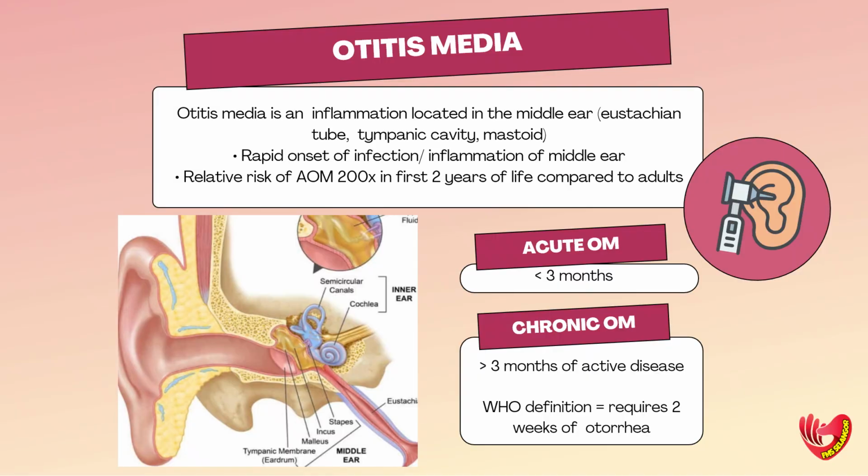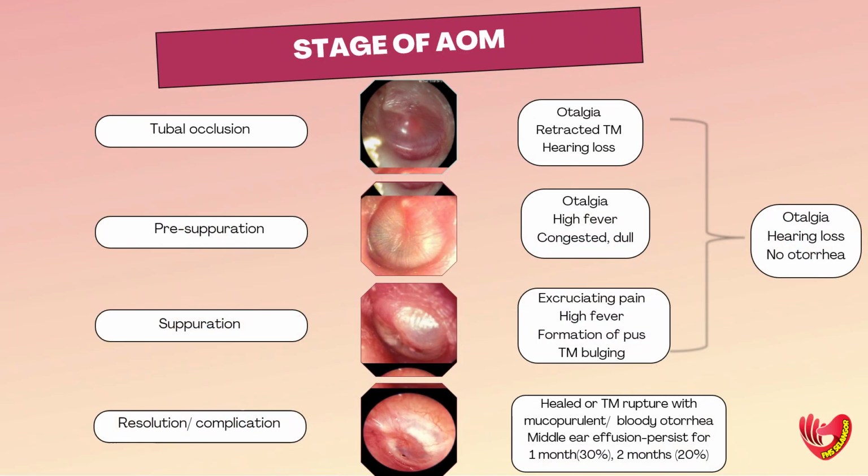Otitis media is an inflammation of the middle ear, which consists of the eustachian tube, tympanic cavity and mastoid bone. Acute OM lasts less than 3 months, while chronic OM persists more than 3 months. WHO defines chronic OM as more than 2 weeks of otorrhea. Risk of acute OM is 200 times higher in the first 2 years of life as compared to adults. There are 4 stages of acute otitis media, each with distinct features.